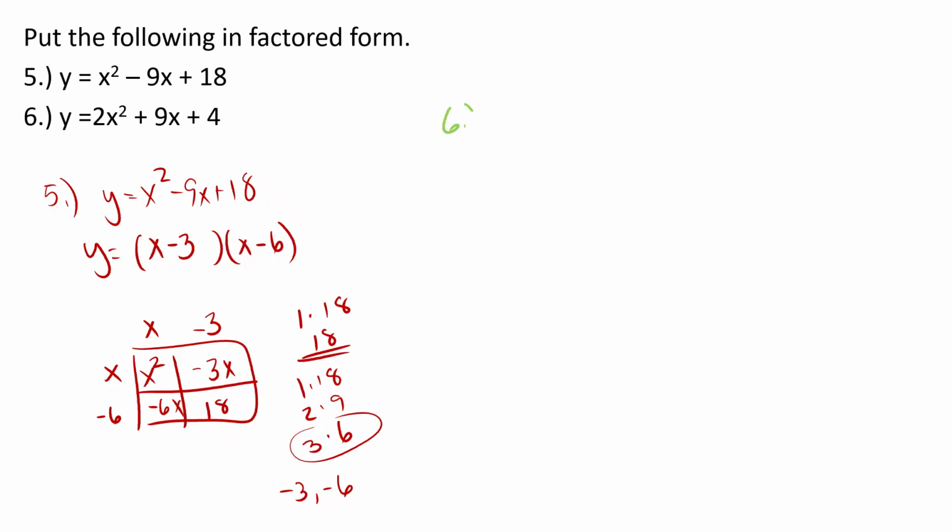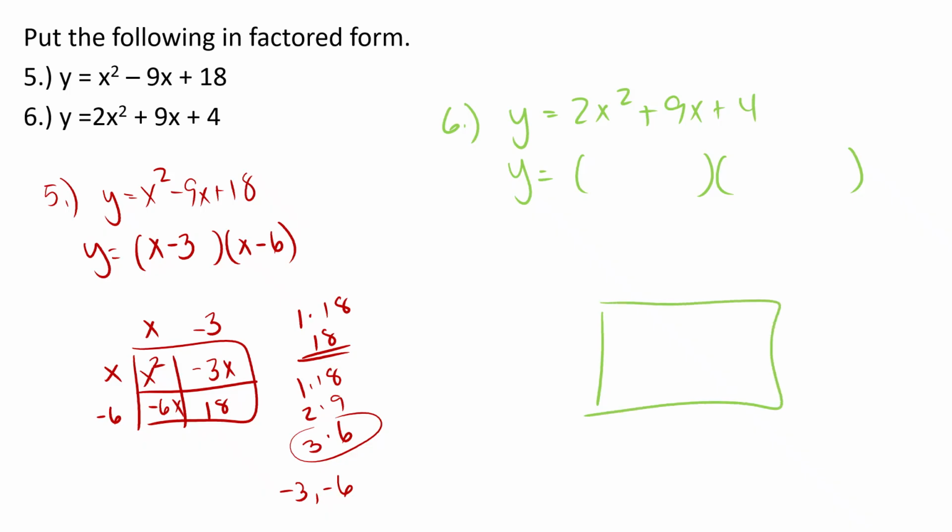Next one, as advertised, we are looking at ones that might have a leading coefficient not 1. So in this one, the A value is 2. Just trying to get a little bit of review in. So this is 2x squared and this is 4. And what we do is 2 times 4 is 8.